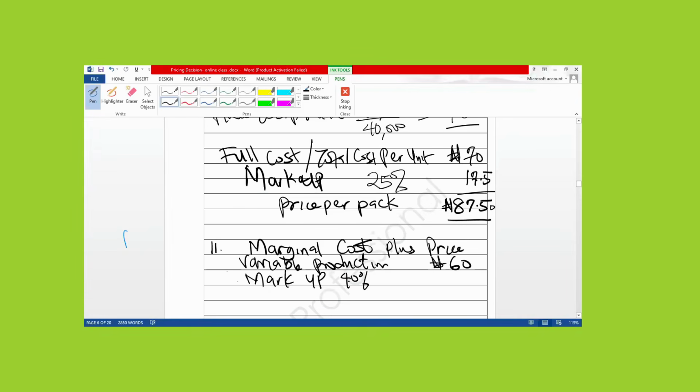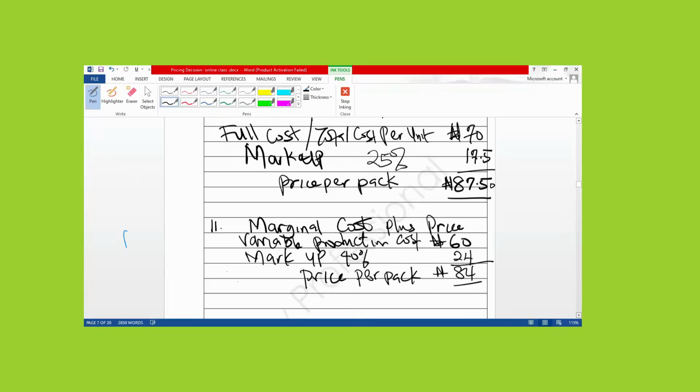Please compute 40% of your variable cost. 40% of 60 naira is 24 naira. Now add together: 60 plus 24 is 84 naira. This is the price of the pack. If you are talking of marginal cost plus, the price per pack is 84 naira. Correct.